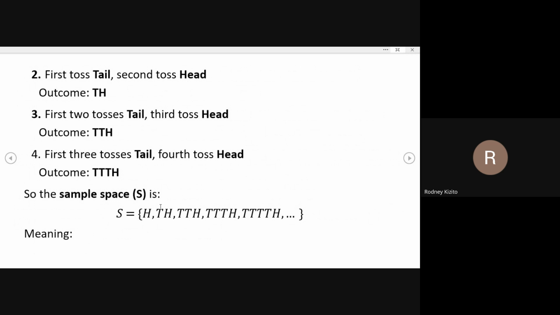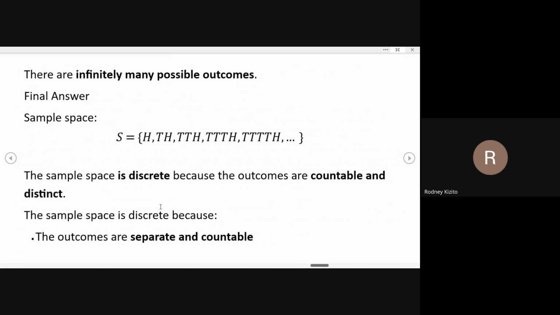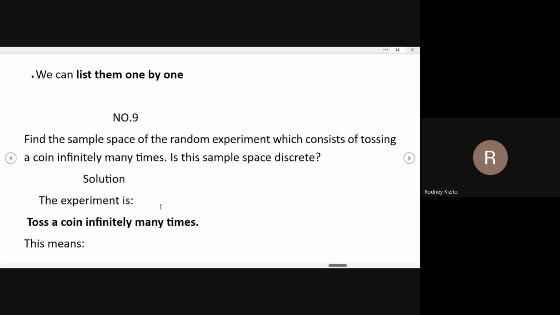This sample space is discrete because the outcomes are distinct and countable. Even though there are infinitely many outcomes, we can list them one after another. Therefore, the sample space is countably infinite and discrete.